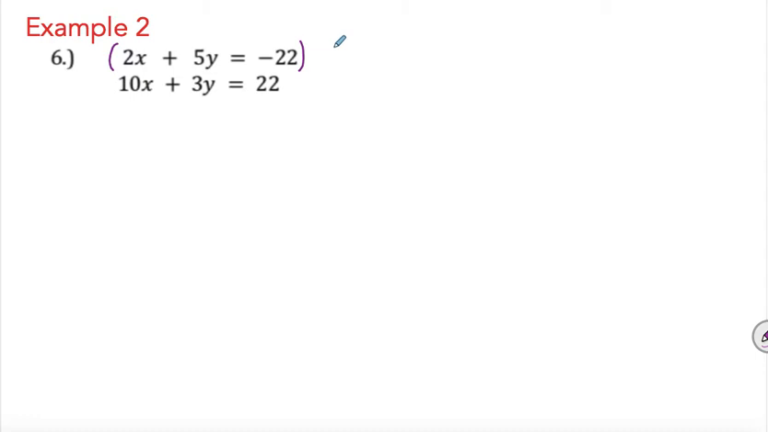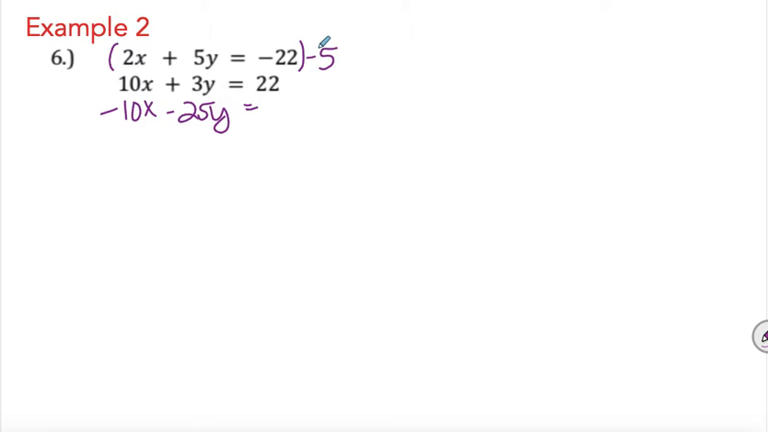But I don't want to just multiply by 5. I need this to be a negative. So I'm going to multiply by a negative 5 so that this term then turns into negative 10. So when I do that, negative 5 times 2, I'm going to get negative 10x. Negative 5 times 5 is negative 25y. And then negative 22 times negative 5.